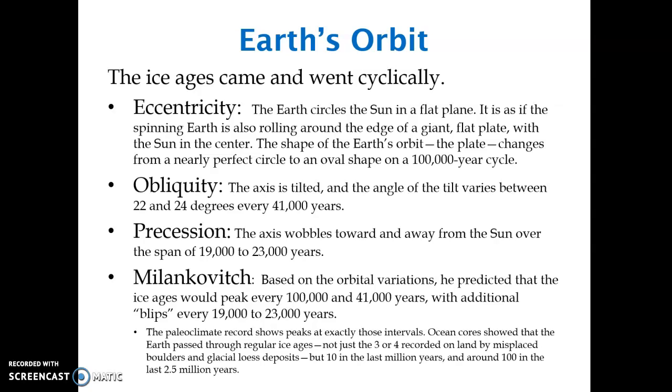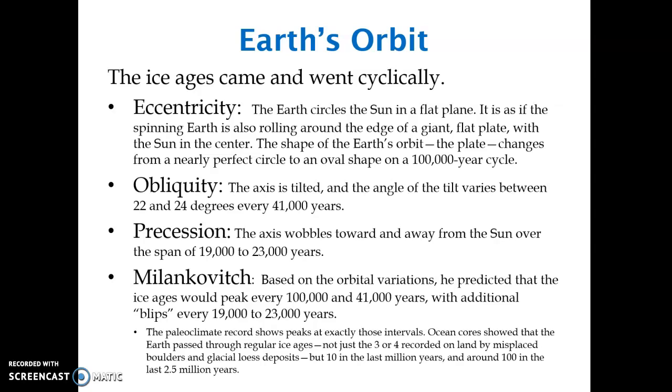So scientists know that ice ages came and went cyclically, and they were able to study why. One reason is something called eccentricity. The Earth circles the sun in a flat plane. It's as if the spinning Earth is also rolling around the edge of a giant flat plate with the sun in the center. When the shape of the Earth's orbit, or the plate, changes from a nearly perfect circle to an oval shape, it does so in 100,000-year cycles. A very definite change in orbit every 100,000 years.